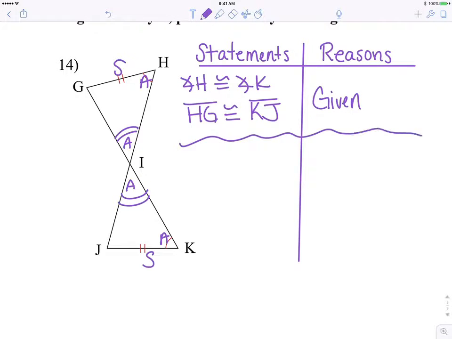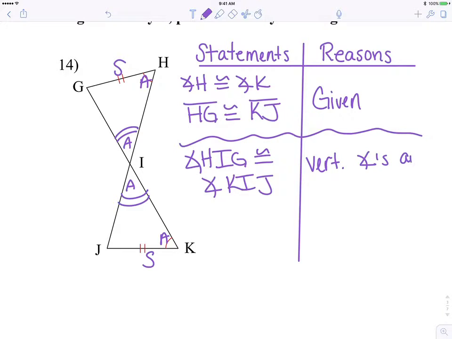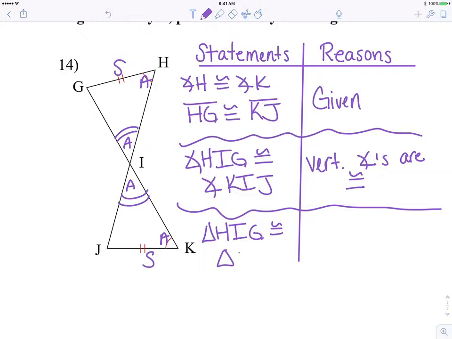Next, what can easily be assumed is that angle HIG is congruent to angle KIJ, and that is because vertical angles are congruent. Alright, I have my 3 pairs of congruent parts. I'm ready to say the triangles are congruent. So triangle HIG is congruent to triangle KIJ, and this of course is by angle, angle, side.